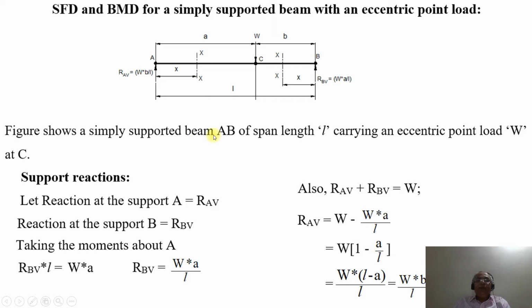What is L minus a? The total distance L minus a gives you b. So RAV will be equal to W into b by L. Now we have found the support reactions at both A and B, and we need to draw the shear force diagram and the bending moment diagram. As there is no horizontal load, naturally RAH will be equal to 0.